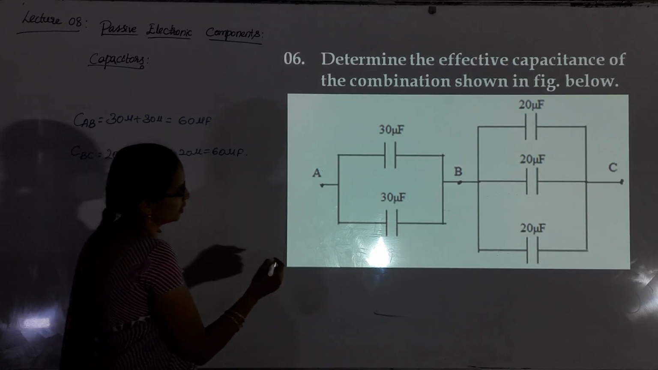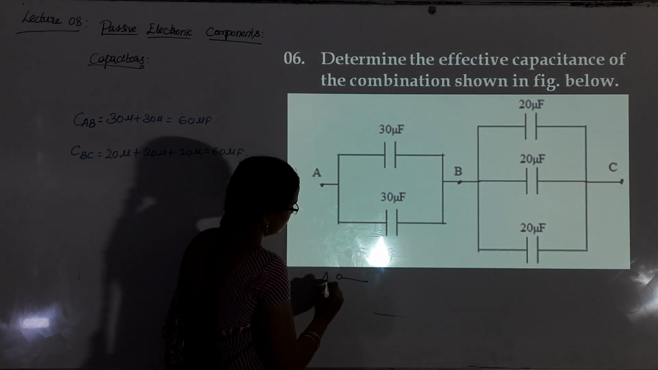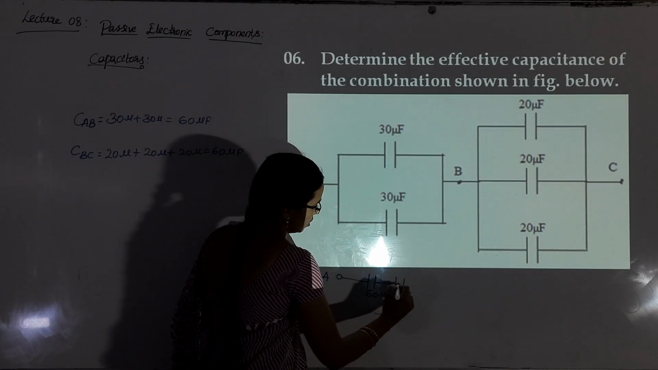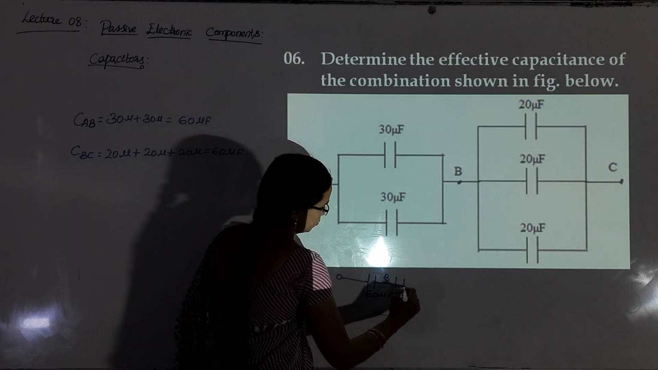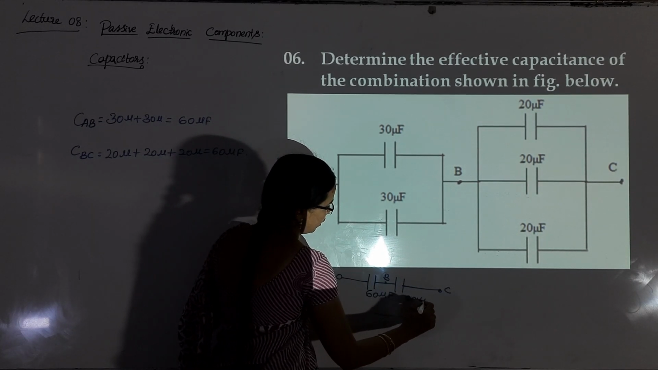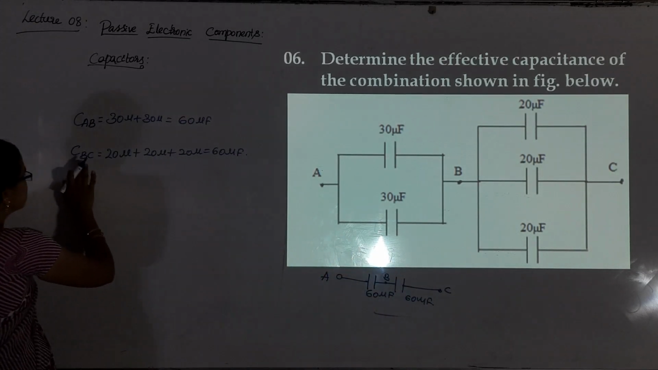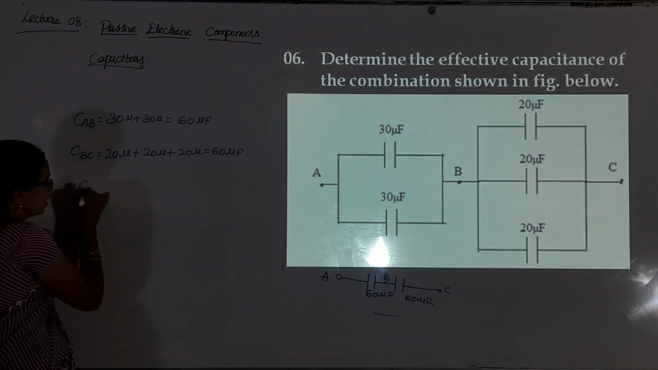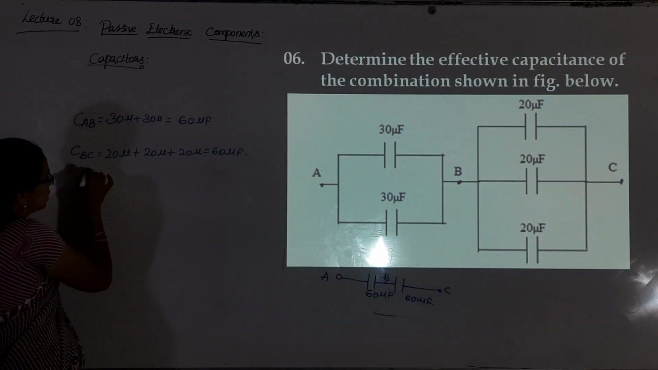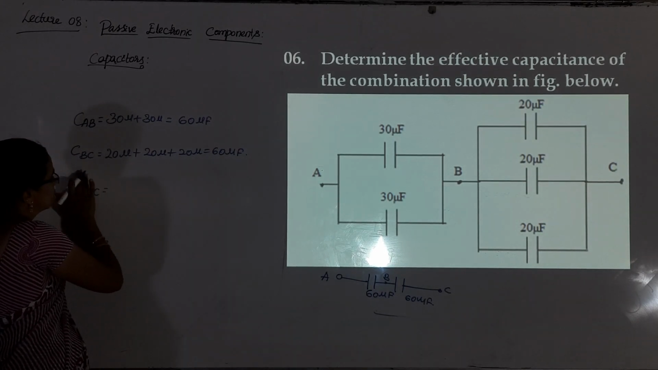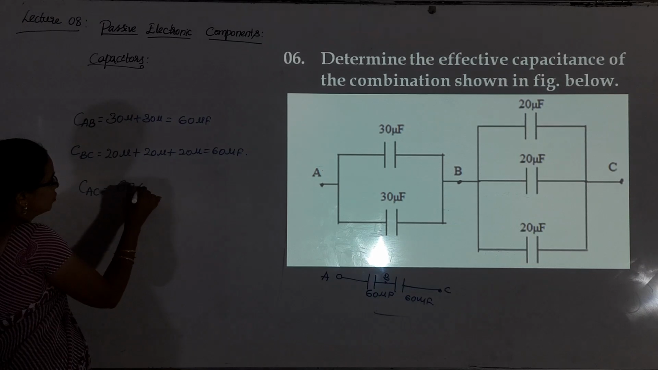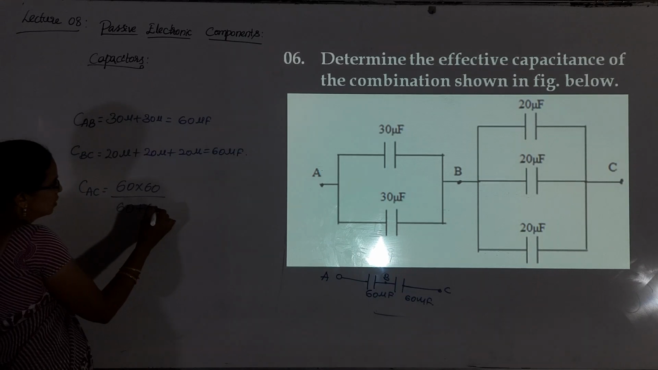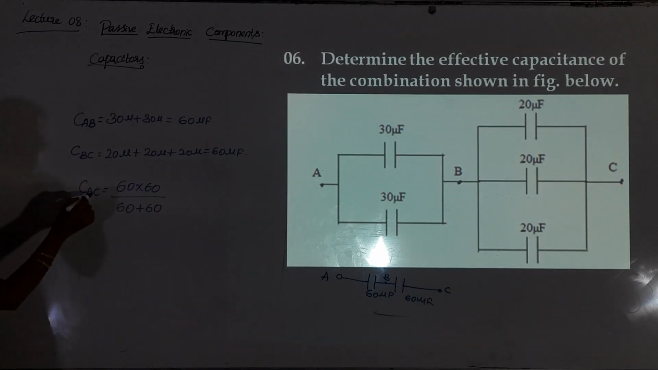After calculating this, you will get a circuit like A, 60 microfarad, C, 60 microfarad. So, it will be CBC. So, when these two will be in series, in the sense CAC is equal to 1 by CAC, you will get 60 into 60 divided by 60 plus 60. How will you get this?